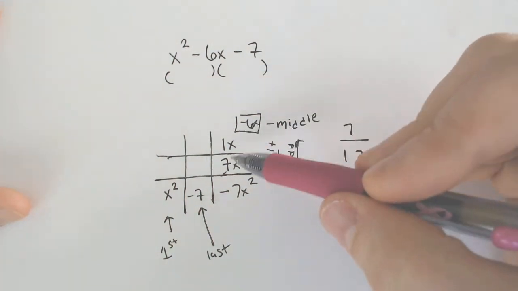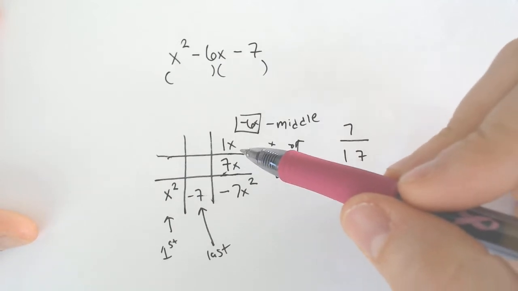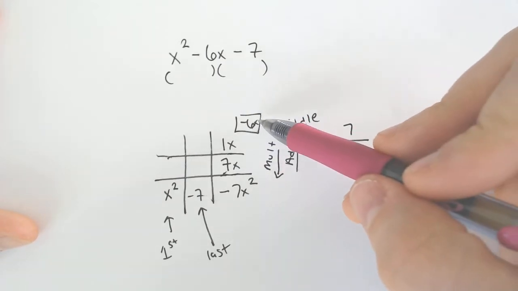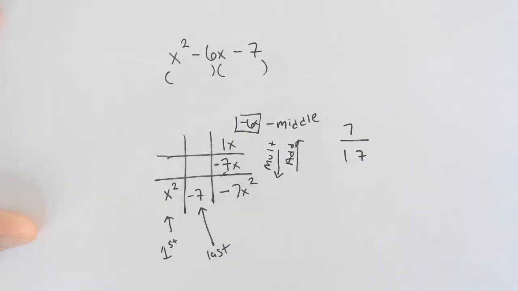So I worry about the numbers first. It's a 1 and a 7. And then I focus on which one has to be negative. Well, in order for it to be adding to a negative 6, the 7 has to be negative. And sometimes one will be negative and one will be positive. Sometimes they both will be negative or both will be positive.